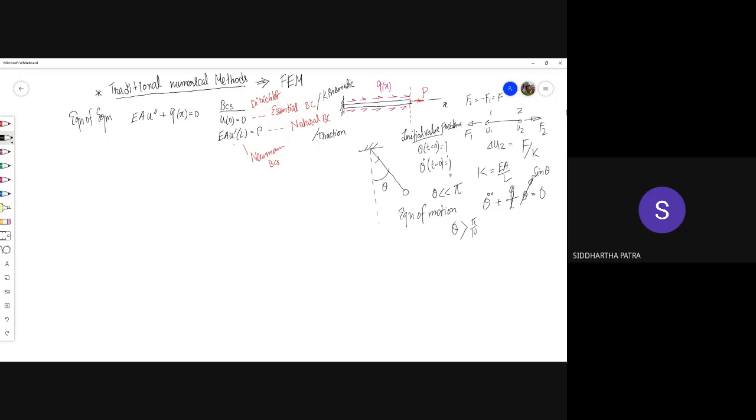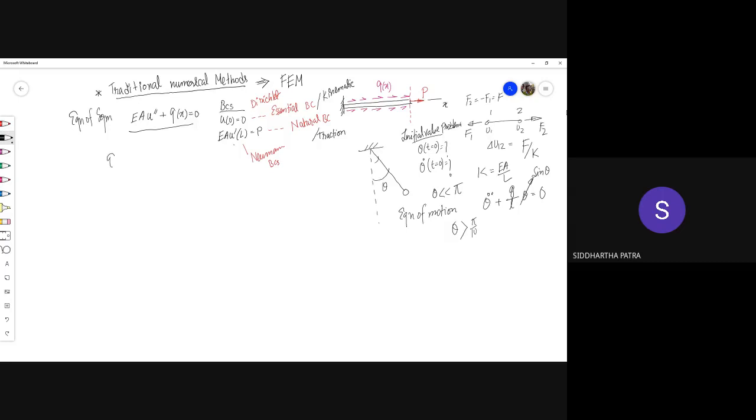We are trying to have emphasis on traditional numerical methods for solving, of course, boundary value problems. So we are still interested in solving mostly the equilibrium equations. So this is the differential equation.